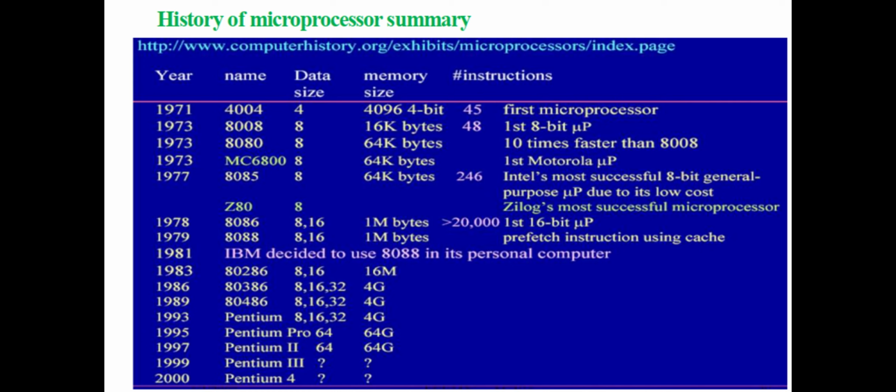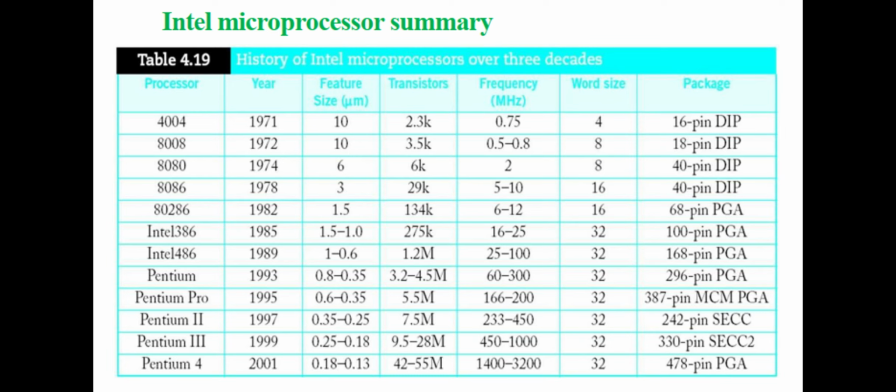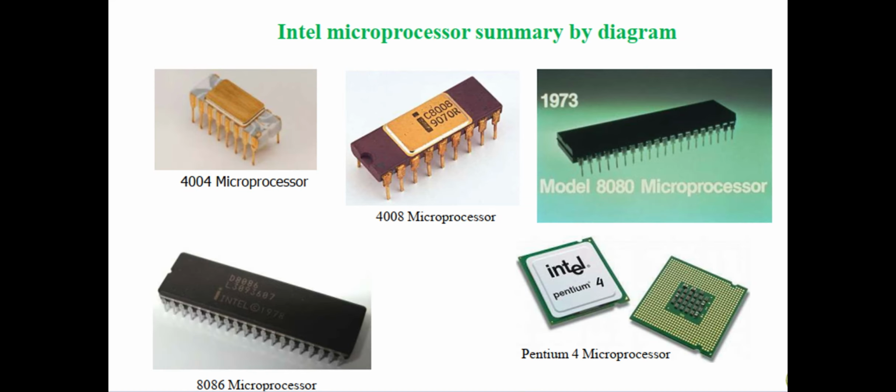History of microprocessor summary. Intel microprocessor summary: 4004 microprocessor, 8008 microprocessor, 8086 microprocessor, Pentium 4 microprocessor. Intel microprocessor summary by diagram.